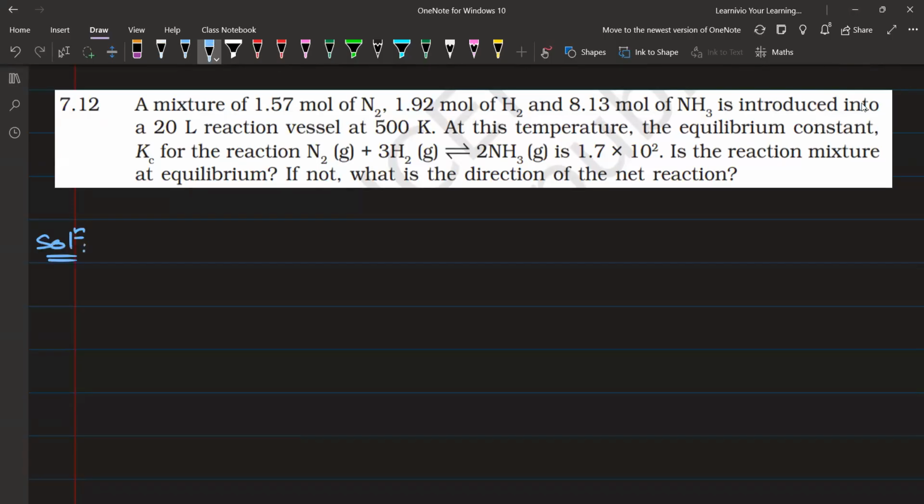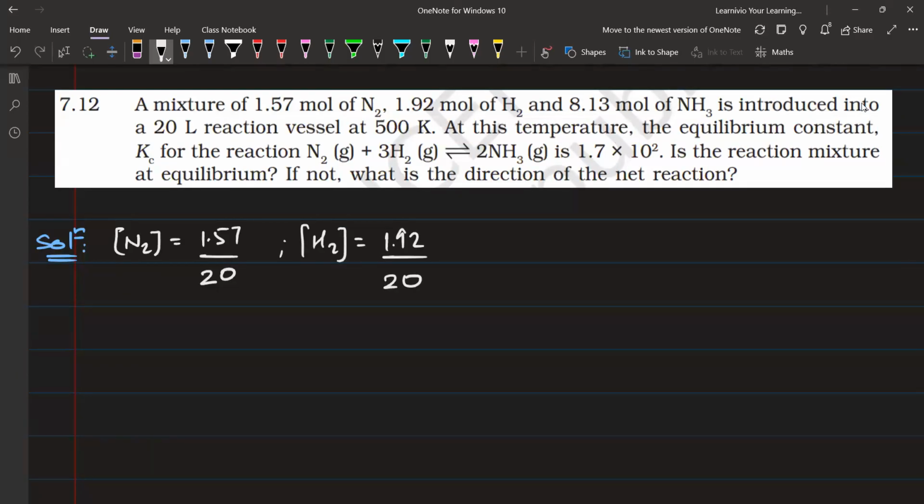First of all, we have to deal with concentration and pressure. Here the number of moles is given and the volume is given. So first of all I will calculate the concentration. Concentration of N2 will be equal to the number of moles of N2, 1.57, divided by 20. Concentration of H2 will be equal to 1.92 divided by 20. Concentration of ammonia will be equal to 8.13 divided by 20. Fine. Now this is not equilibrium concentration.